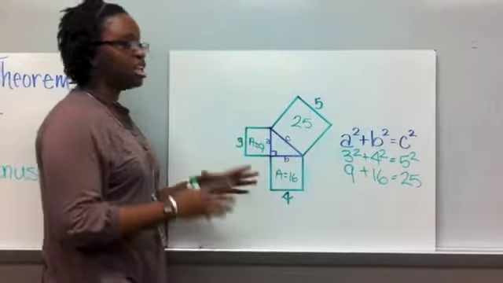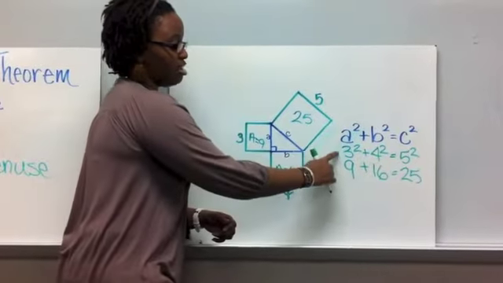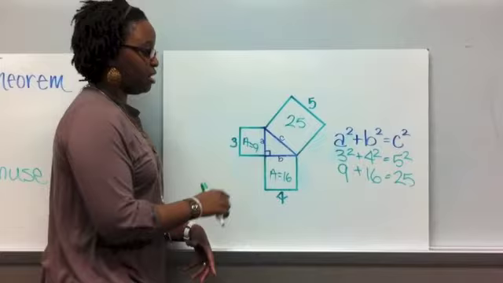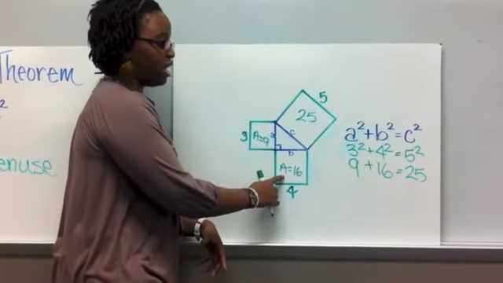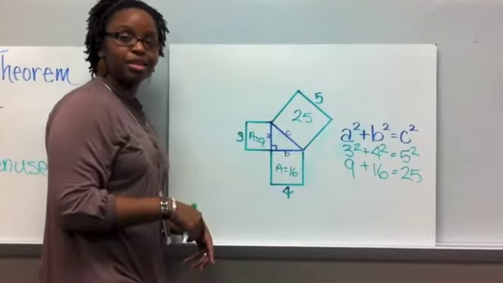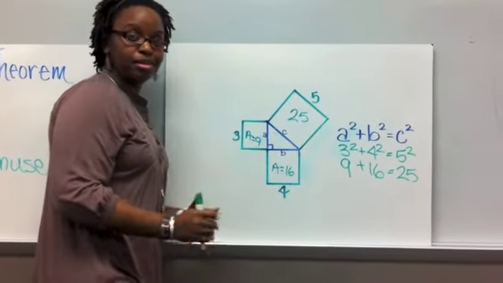And so that's just a little bit of the background of why this formula works. If we made a square off each side of that right triangle, the areas of those squares would equal the area of the square that's formed off the hypotenuse. Let's go ahead and apply that in some problems.